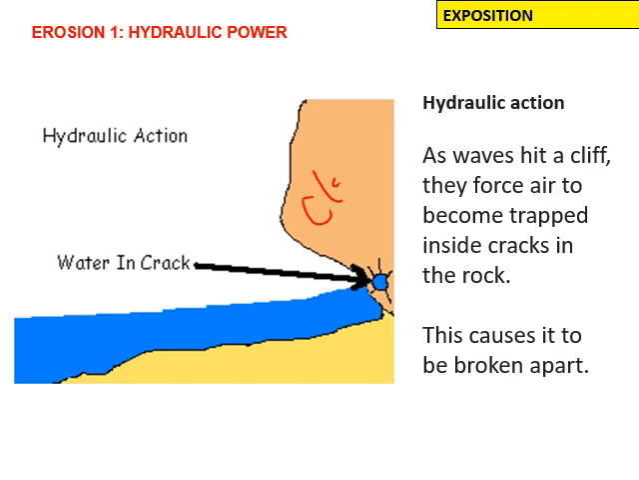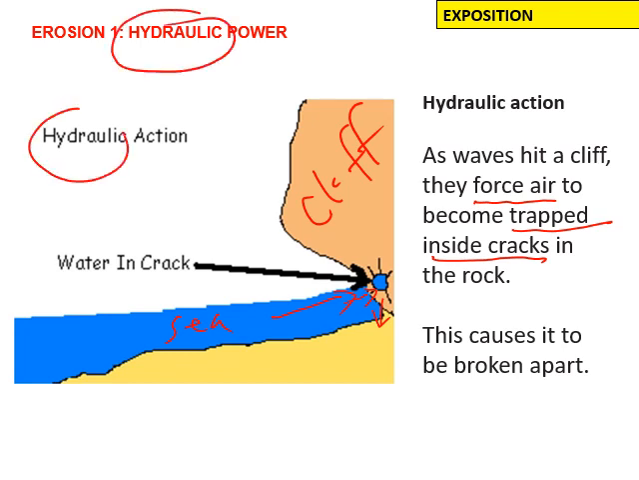Here we have a cliff on the coastline, and here we have the sea, the waves. And as the water hits the cliff, they force air into cracks. So there may be little cracks in the cliff. The water will go into the cracks and break that apart a little. But if there's air in the cracks, when the water goes in, it pushes the air, which has nowhere to go, and the rocks start breaking off. So as waves hit a cliff, they force air to become trapped inside cracks in the rock, and this causes the rock to be broken apart. And this is hydraulic power.